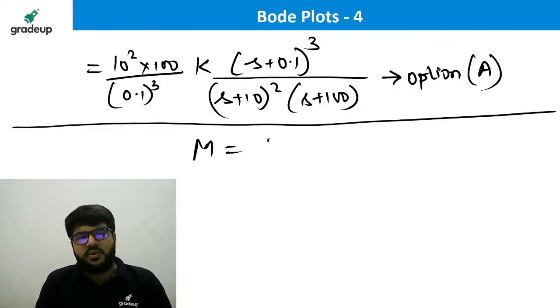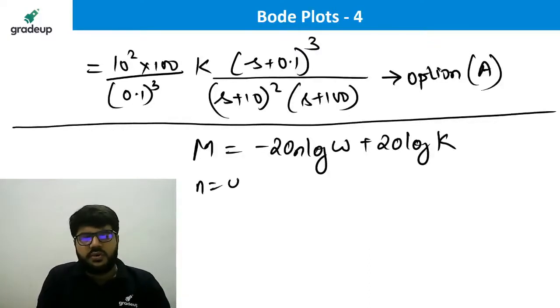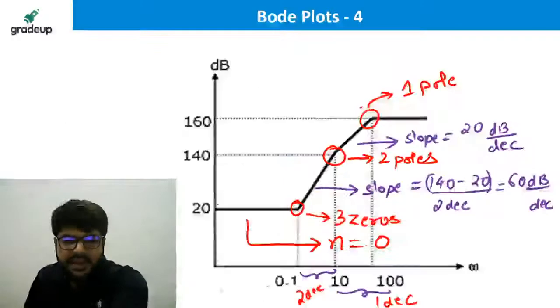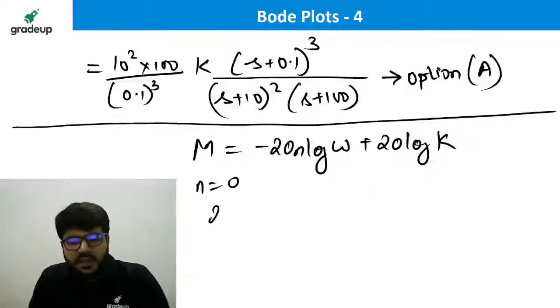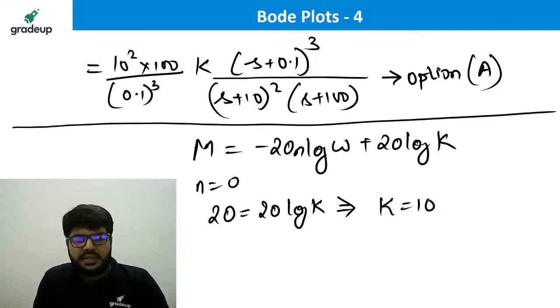M is equal to minus 20 n log omega plus 20 log K. N is equal to 0 and the initial magnitude is given, right? Yes, initial magnitude is 20. So 20 is equal to 20 log K. Solving this, log K is equal to 1, K is 10.